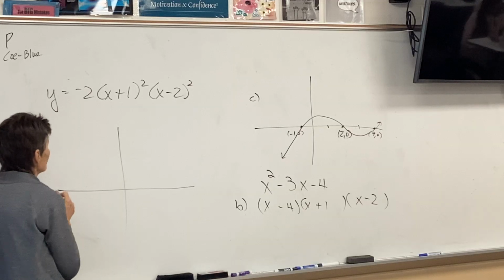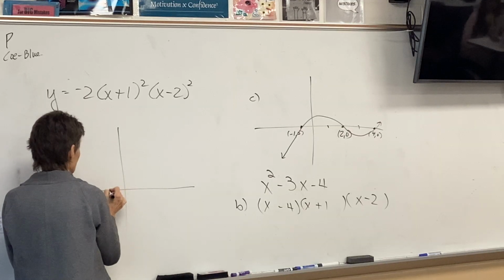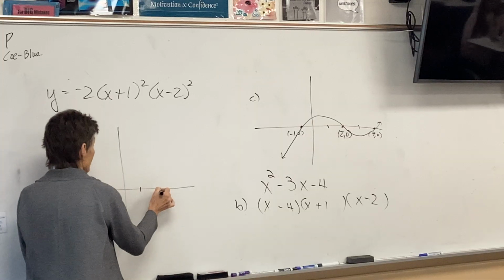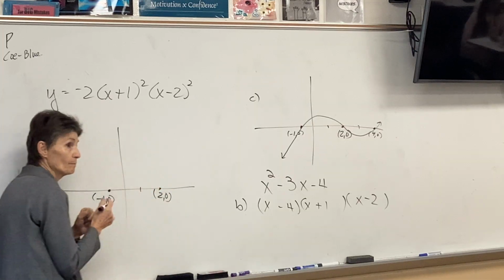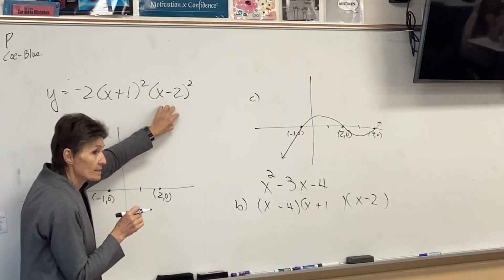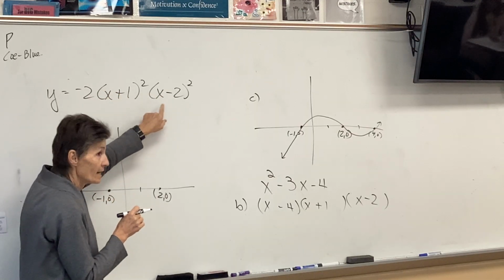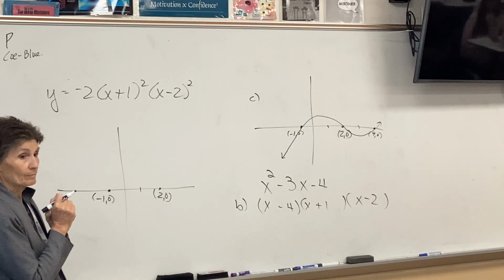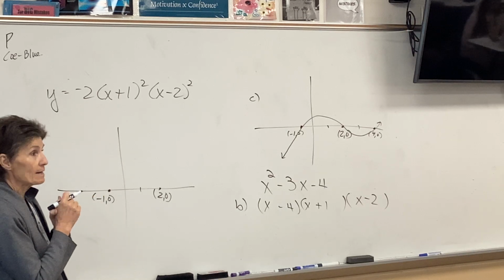Graph 2 and negative 1. So I'm going to have a dot, x-intercept at negative 1, and an x-intercept at 2. Those are the only ones. X's give me dots. There's an X there and there's an X there. Okay, now what?